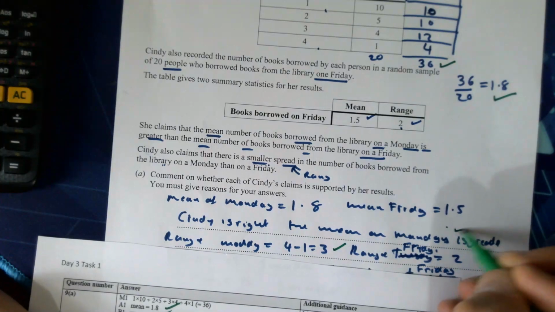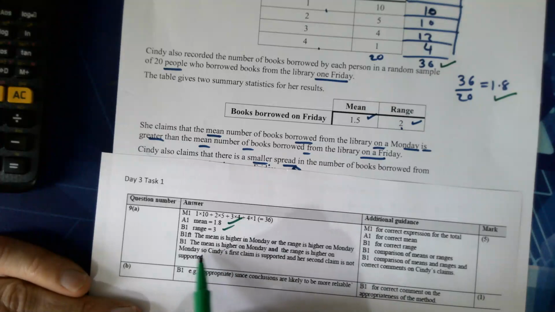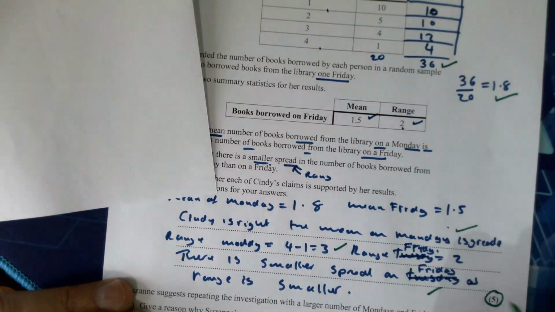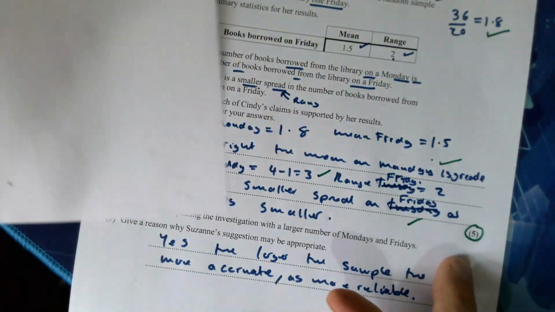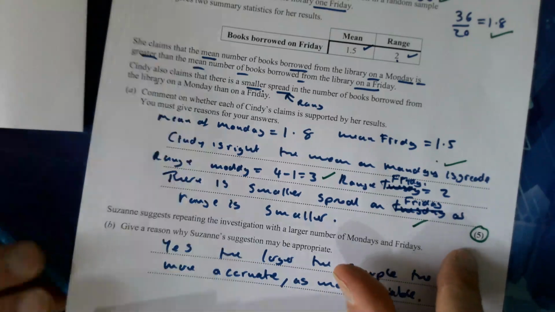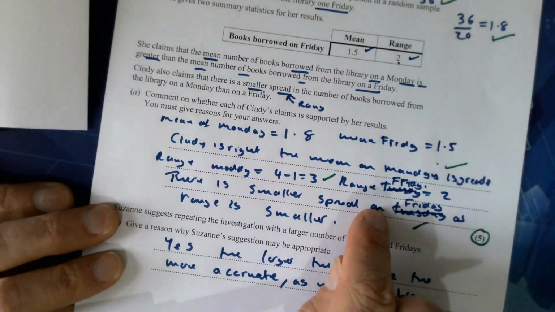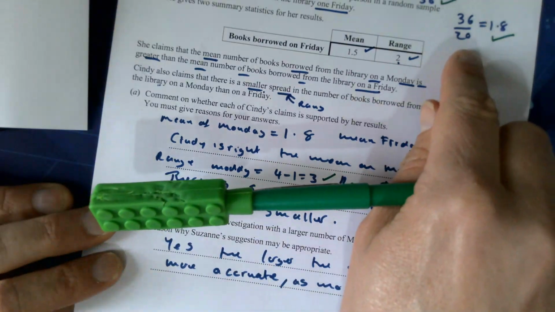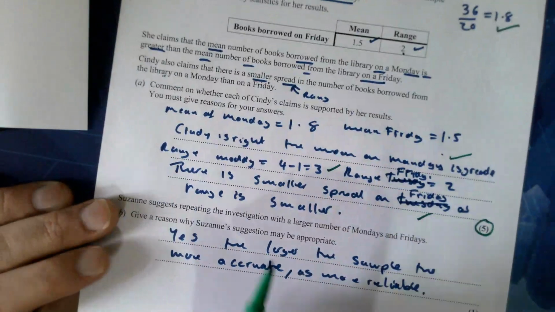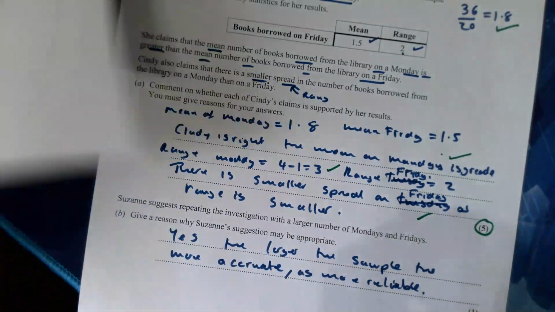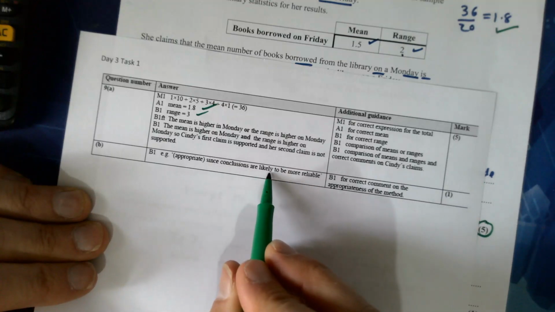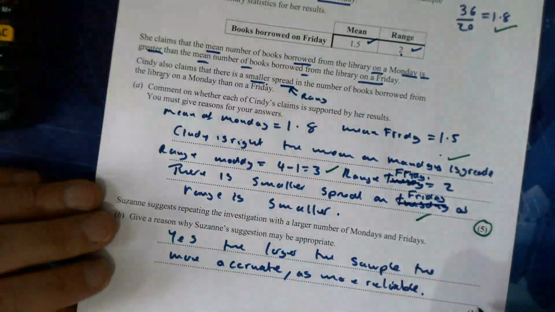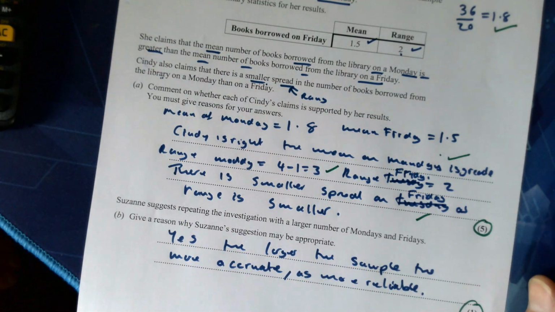And the second claim is not correct. Done. 5 big marks. That's half a grade boundary done on this paper. That's really well done if you've got 5 and you think it through. 5 means I've done 3 calculations, 2 sentences. 2 marks from the mean calculation, 1 for the range. Yes, the larger the sample, what do they say? Appropriate conclusions are likely to be more reliable. Yes, as more reliable. There we are, 6 marks. Well done, guys.